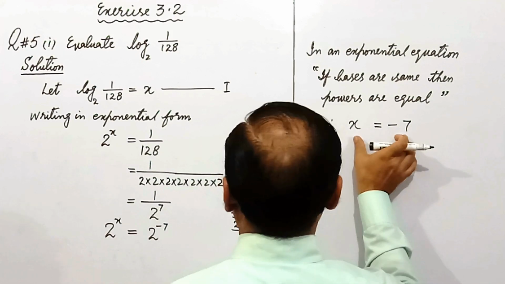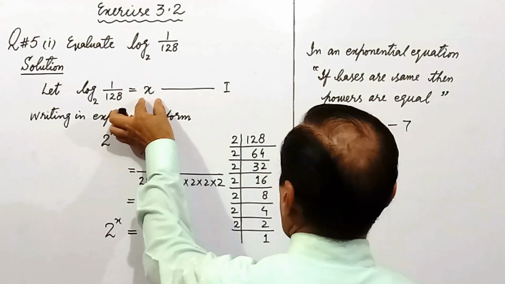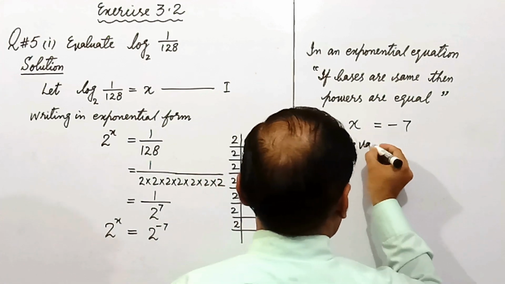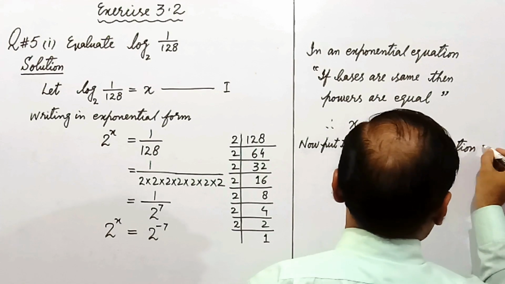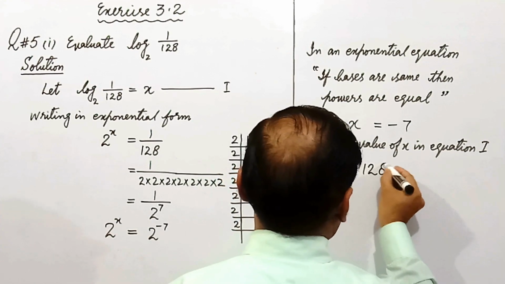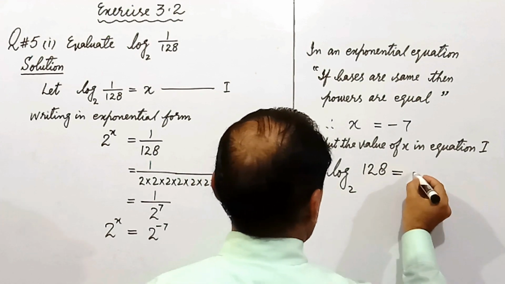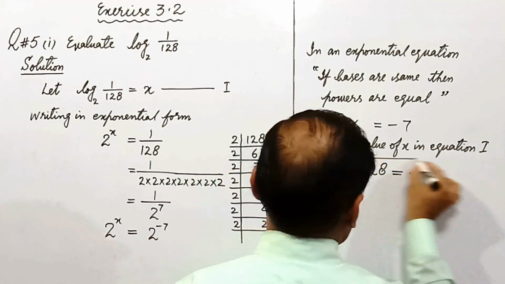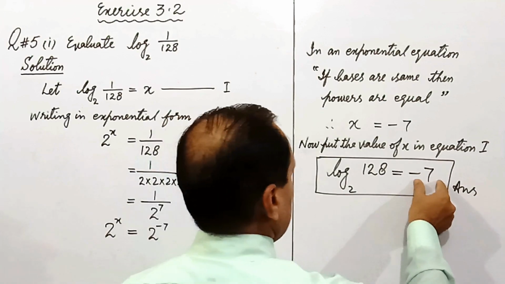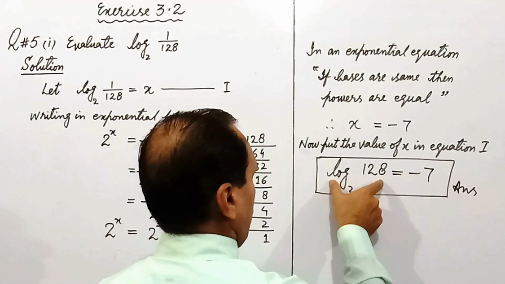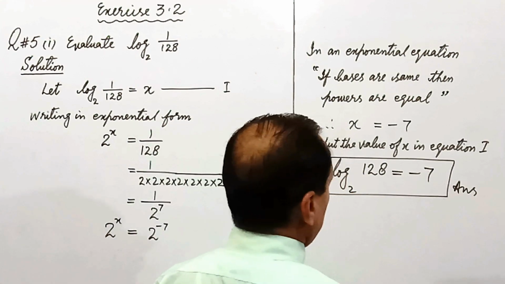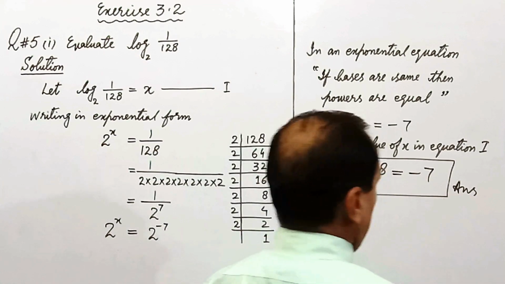Now put the value of x in this equation 1. We have log 1 over 128 to the base 2 is equal to minus 7. So hence minus 7 is the required value for log 1 over 128 to the base 2. That's it for part 1 of question number 5.